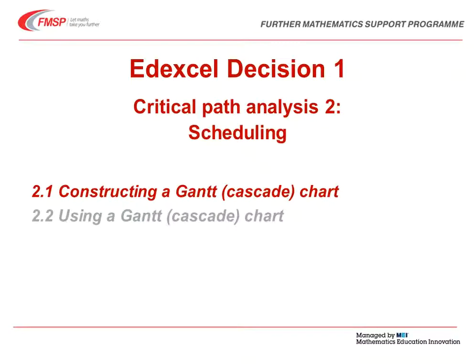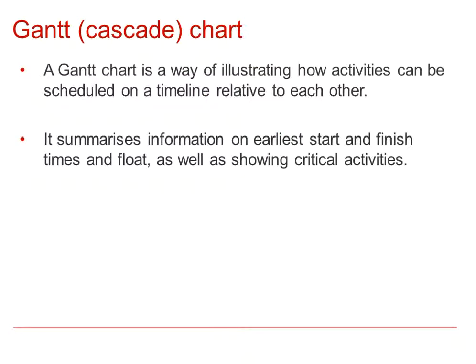EDX Decision 1, Critical Path Analysis 2, Scheduling, Constructing a Gantt or Cascade Chart. A Gantt chart, or it might be called a cascade chart, is a way of illustrating how activities can be scheduled on a timeline relative to each other. It summarises information on earliest start and finish times and float, as well as showing critical activities.